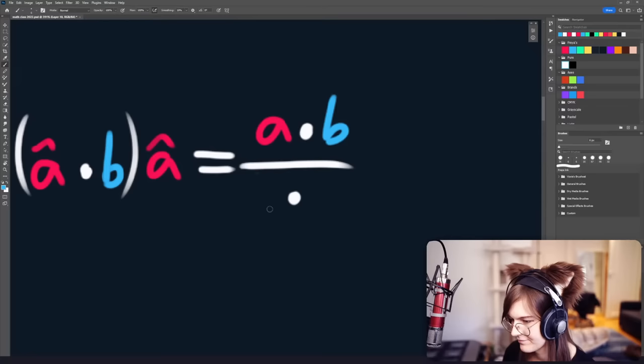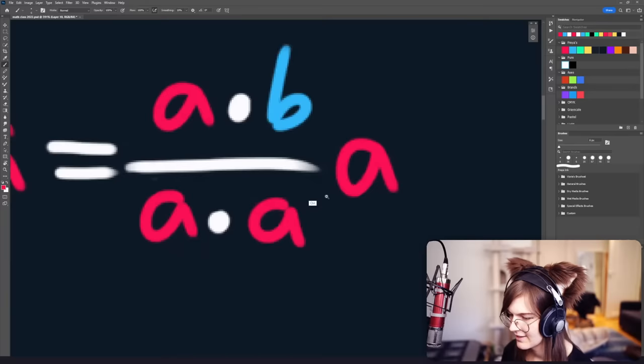So a dot a, and then you multiply that whole thing with a. So both of these are vector projection.